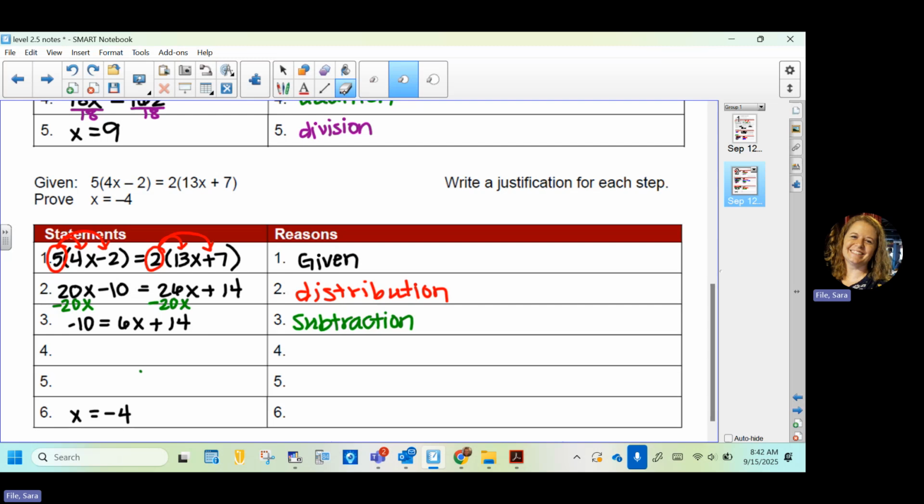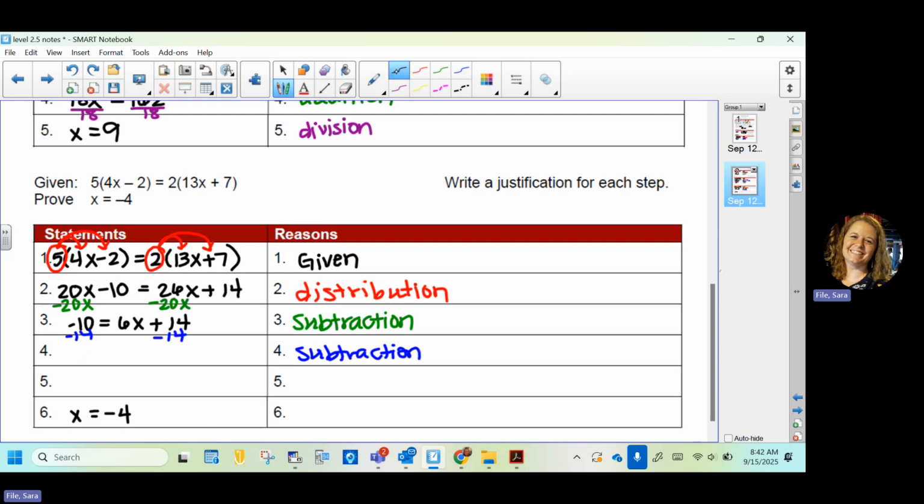Now I've got my x's to the right, so what needs to move next? The -10 doesn't need to move. Yeah, the plus 14 needs to move. So I'm going to subtract 14. That's the subtraction property again, and that's okay. You can have the same property. It can be used more than once. It can be used back to back. So I end up with -24.